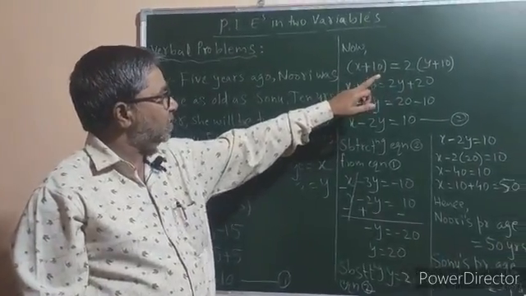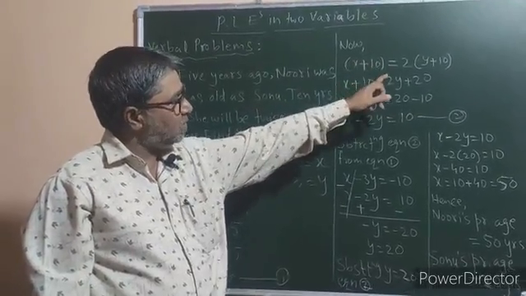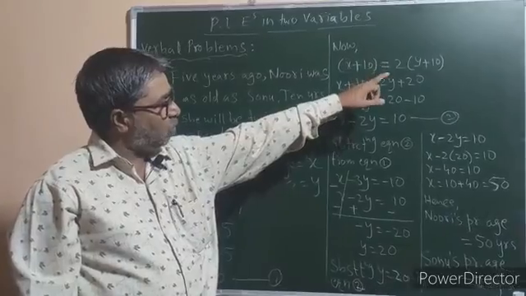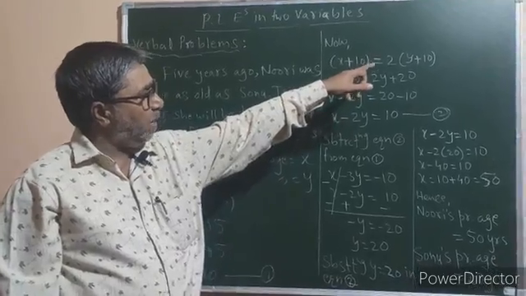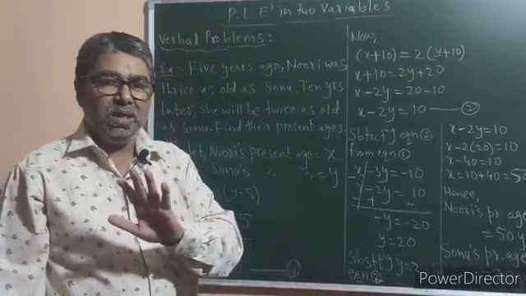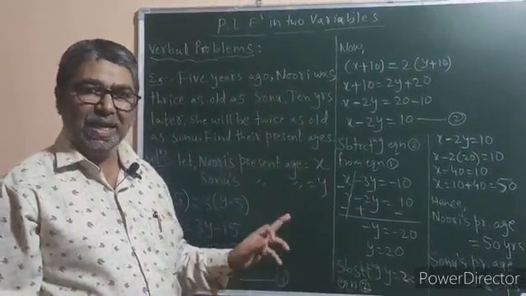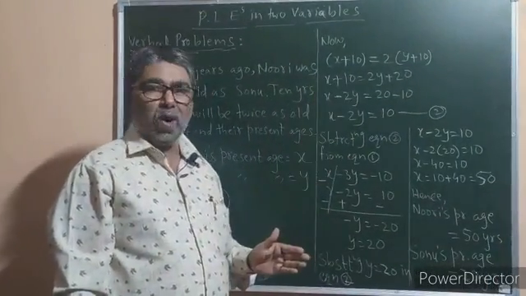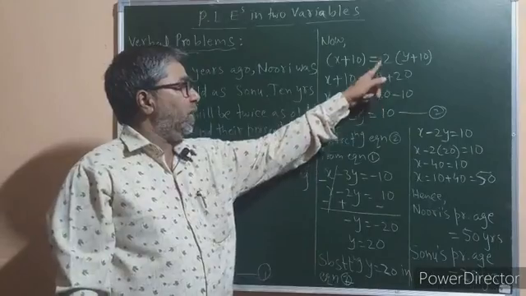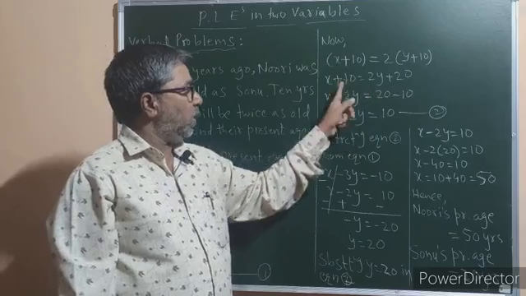But the condition is, in ten years, Noori's age will be twice that of Sonu's age. So X plus 10 is equal to 2 into bracket Y plus 10 will be the mathematical format of the second condition given in the example. Now simplify this. X plus 10 is equal to 2Y plus 20. 2 into Y, 2Y, plus 2 tens are 20. X minus 2Y is equal to 20.